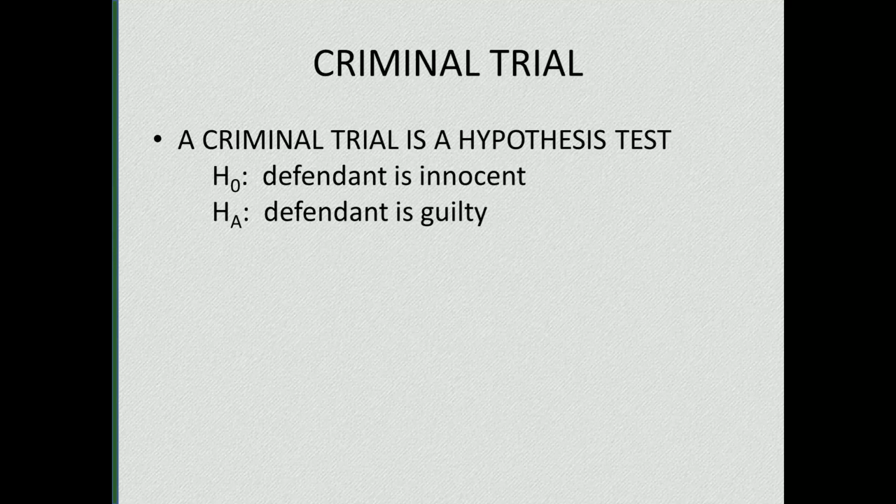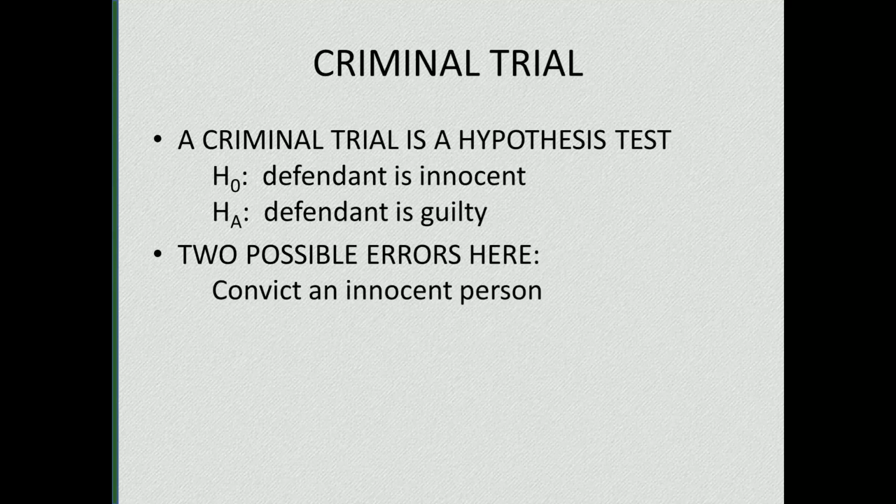Now understand that juries are not infallible. They're made of human beings. People occasionally make mistakes. And in a criminal trial, there are two possible mistakes that could be made. One is that we might convict an innocent person. Conversely, we could also set free a guilty person.